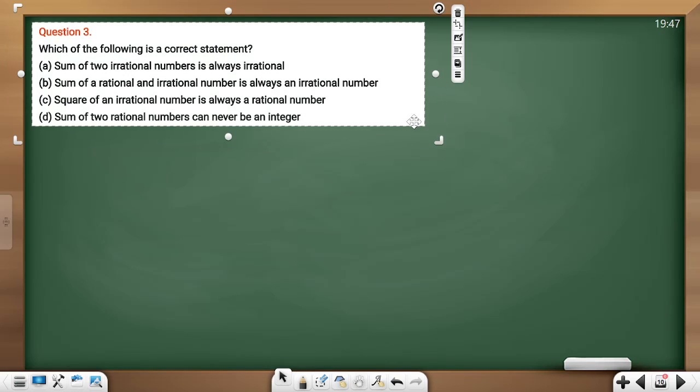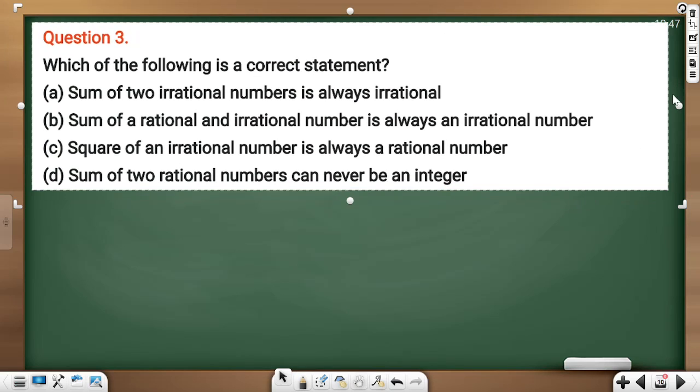Yeah, if you see this third question, which of the following is a correct statement? Sum of two irrational numbers is always irrational. So they want the correct one. No, sum of two irrational numbers is always irrational is a wrong statement. Sometimes it can be rational, like root 2 plus minus root 2 is 0.